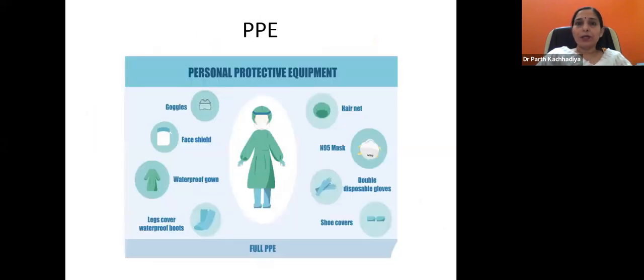Then comes the personal protection equipment. And in COVID, we had gone through all these things, and these are a must for our own safety. It comprises a hairnet, goggles, face shield, waterproof gown, neck cover, waterproof boots, shoe covers, double disposable gloves, and an N95 mask. So this picture we should keep in mind.